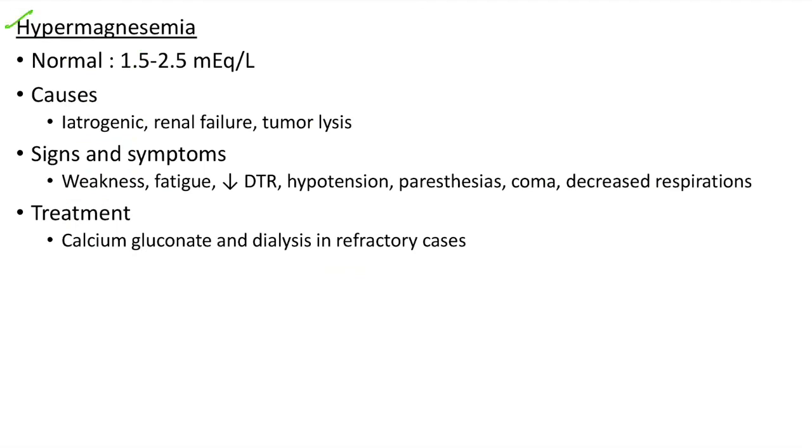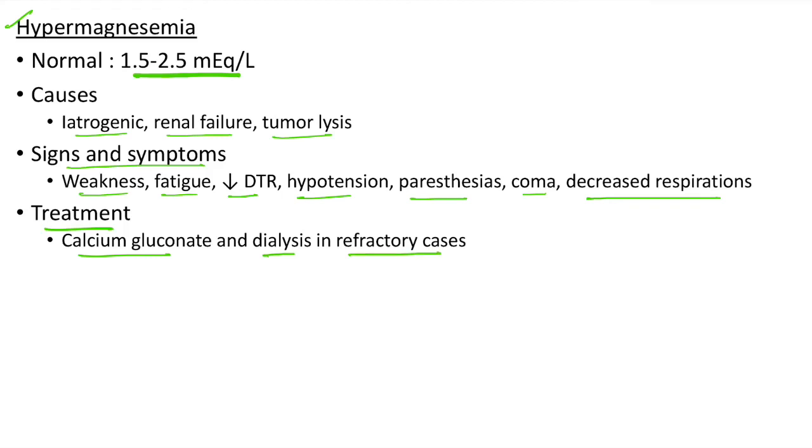Now let us see about hypermagnesemia. The normal magnesium level is 1.5 to 2.5 milliequivalent per liter. The causes of hypermagnesemia are iatrogenic, renal failure and tumor lysis. Now let us see about the signs and symptoms of hypermagnesemia: weakness, fatigue, reduced deep tendon reflexes, hypotension, paresthesias, coma and decreased respirations. How do you treat a case of hypermagnesemia? We can give calcium gluconate and we have to do dialysis in refractory cases.